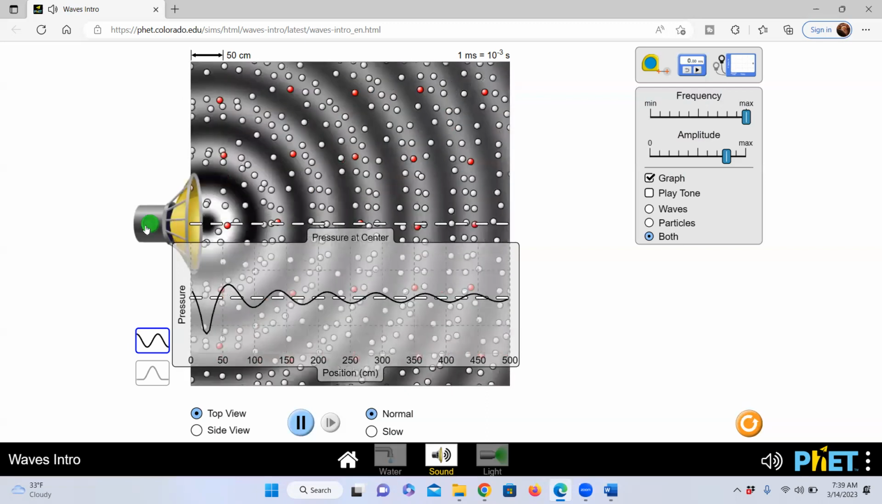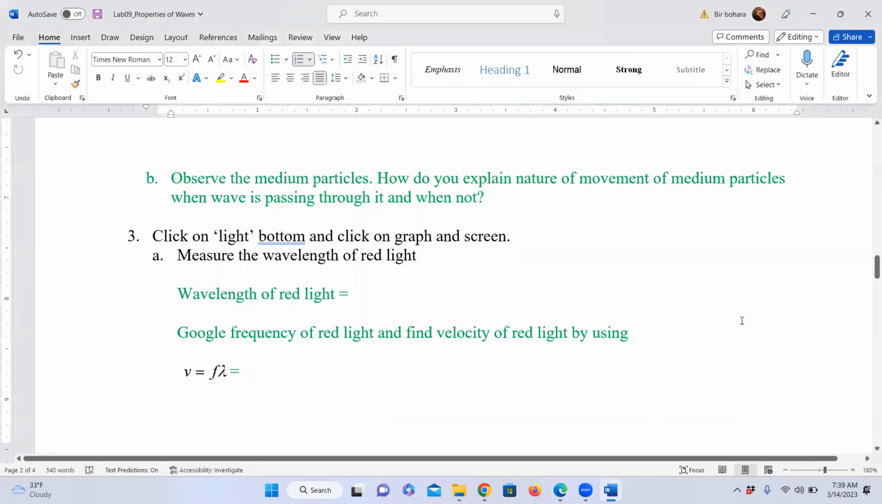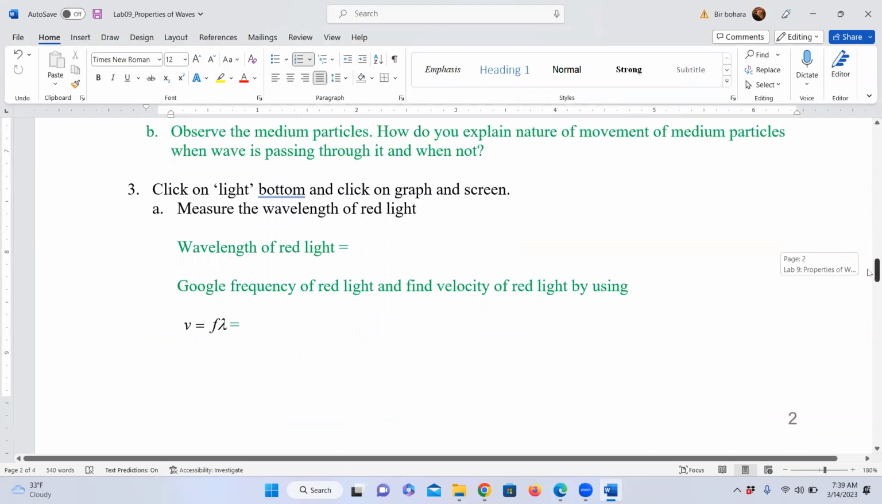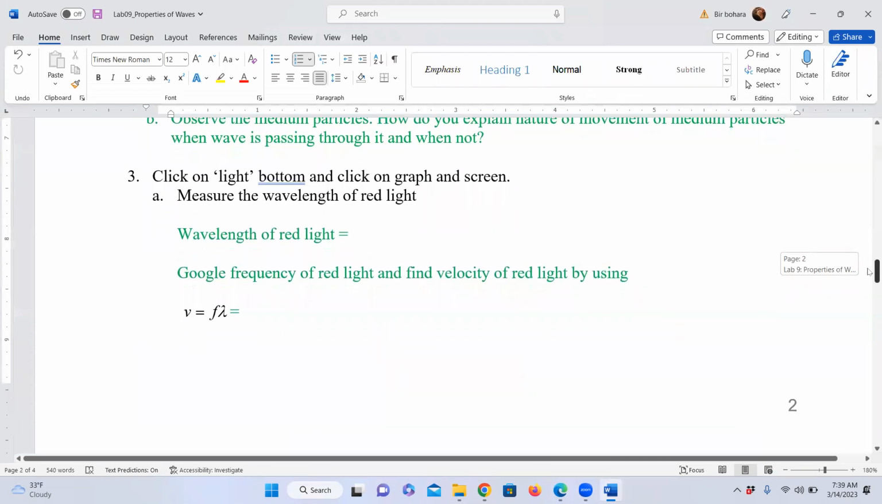Okay, so this is our observation, and write it down there. Click on the light button, so you are done with the sound wave. Let us go to the light wave.